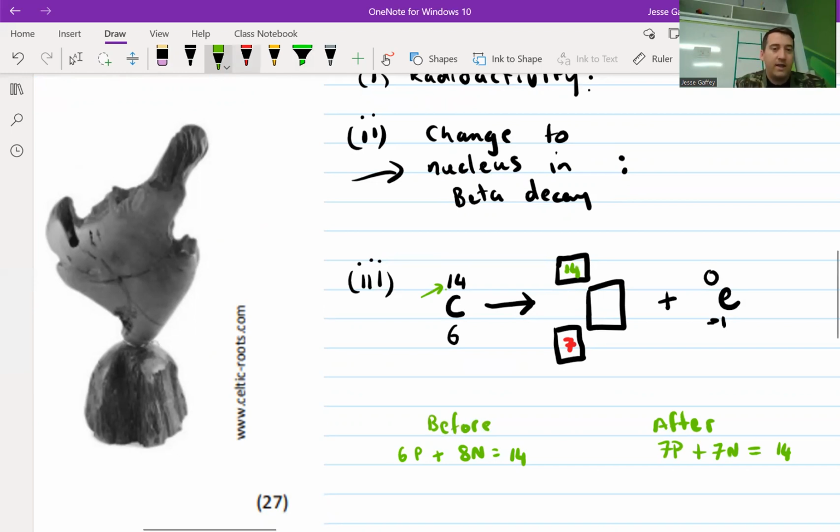This element is, what element is this? This was carbon, and this is now nitrogen. So this is now the nitrogen-14 isotope. Okay. All right, well done if you got that right.